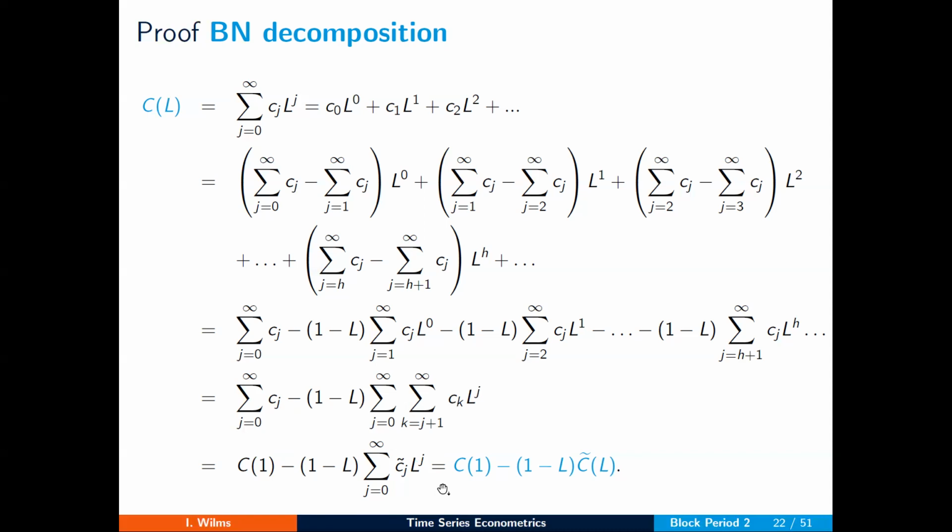And then the last expression follows from a minor rewriting of the last term by just simply plugging in the definition of the new polynomial C tilde(L). And that gives you indeed the desired result that you can write C(L), this lag polynomial, in terms of this difference.